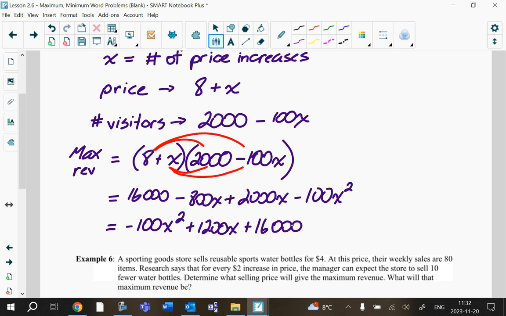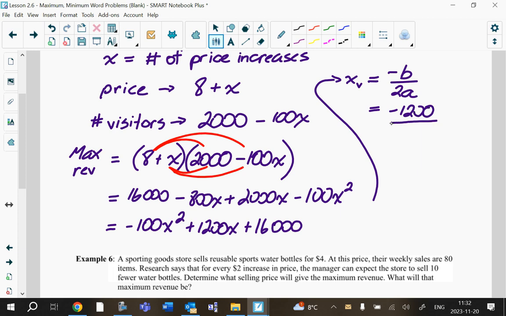Remember, I'm trying to find x at the vertex. I need it in standard form first before I can find x at the vertex, which is negative b over 2a. What's b? 1,200, so it becomes negative 1,200 over 2 times a. What's a? Negative 100. So when I calculate that, I get 6.